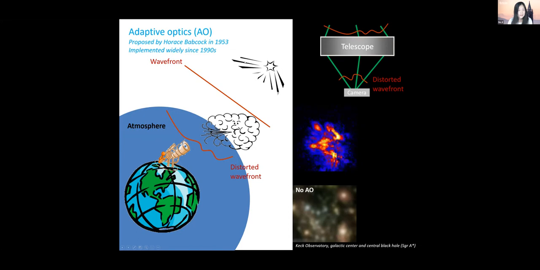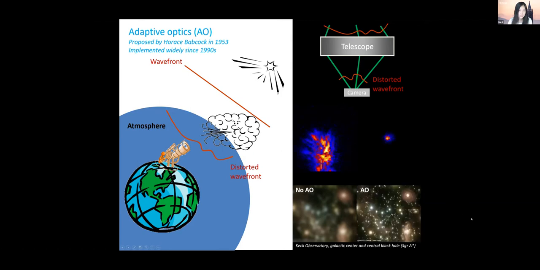Back in the 1950s, it was proposed that if we can measure how this wavefront is distorted, then you can correct it and recover a diffraction limited image of the star. It was only in the 1990s that the technology advanced sufficiently to implement this approach, called adaptive optics. But once you can do that, you can see that for the same star, once you turn on adaptive optics, you will have a much brighter and more refined image.